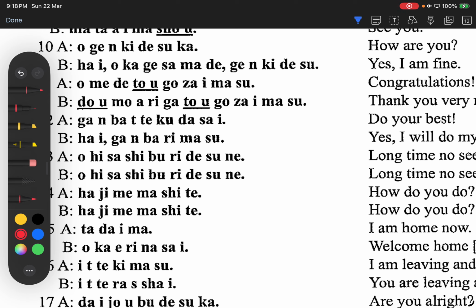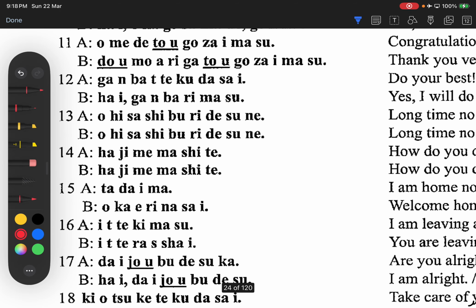Right, your reply to that will be, yes, I will work hard. はい、頑張ります。Good. Moving on, next one, long time no see will be, お久しぶりです。お久しぶりですね。Good. So what does it mean is ohisashi simply means it's been a long time, like a long period.